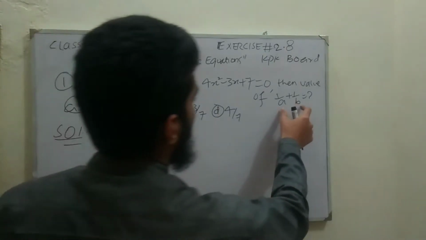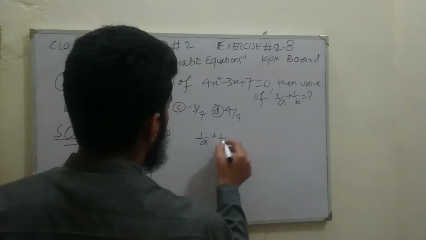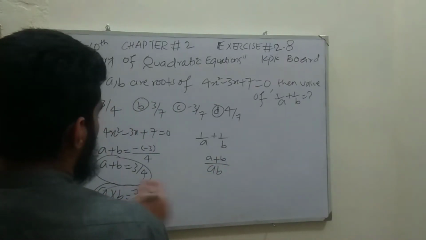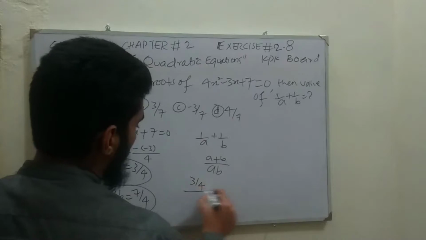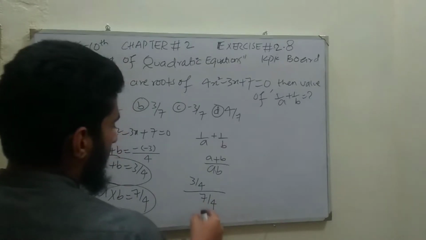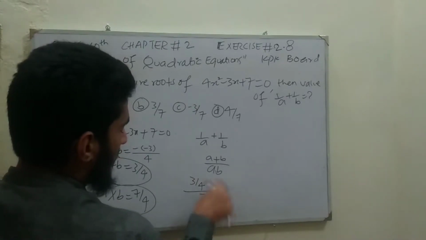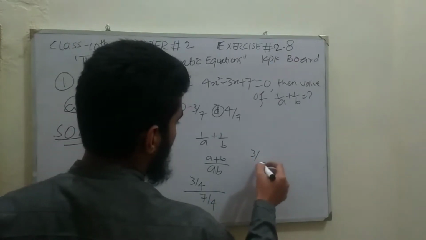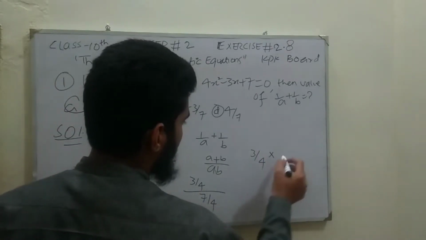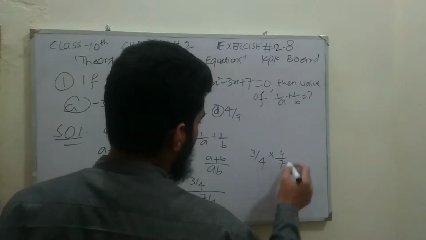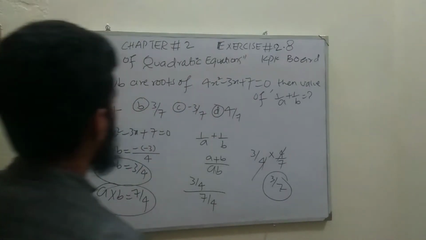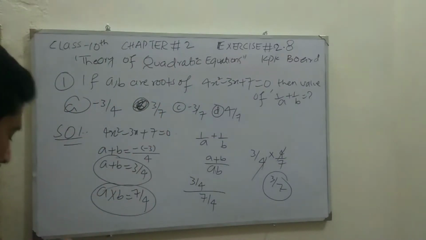So we are going to find the value of 1 over a plus 1 over b, taking LCM ab. In the numerator we are left with a plus b, putting the value of a plus b, which is 3 over 4, in the numerator, whole divided by a times b, which is 7 over 4. By moving 7 over 4 into the numerator, it will reciprocate. So 4 will come to the numerator and 7 will come to the denominator. 4 will cancel out with 4, so we are left with 3 over 7. So the value of 1 over a plus 1 over b is 3 over 7. So the correct option is option B.